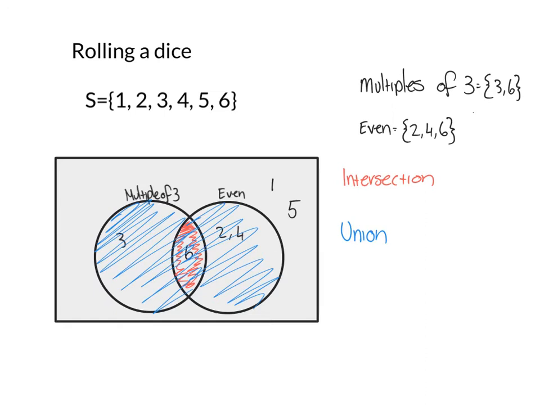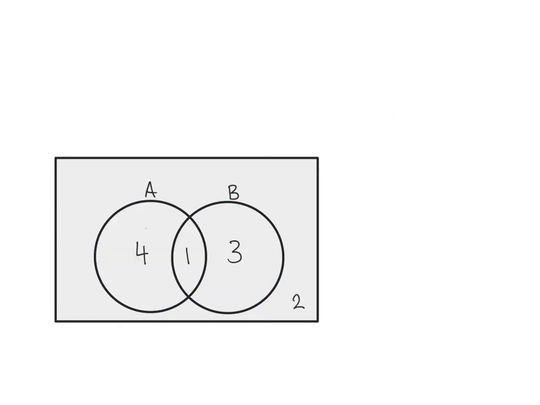So let's have a look at these two words in an example. Here's another situation, and this time we've got event A and event B. For event A, there are 5 possible outcomes that fit event A: 4 here and 1 here, but they're both inside this entire circle. So we say in total there are 5 outcomes that fit event A.